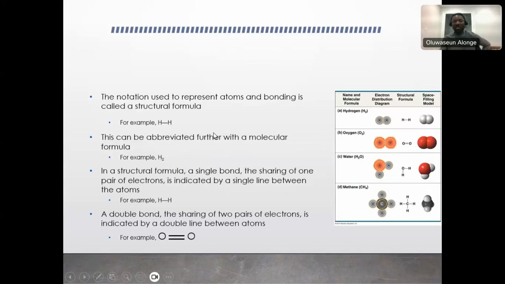Now, these are examples of covalent bond. As you can see here, let me use the annotation. So here you see a hydrogen atom, right? This is a hydrogen atom. This is another hydrogen atom. The two combine together because ideally hydrogen is going to be like this. This is going to be a hydrogen molecule.